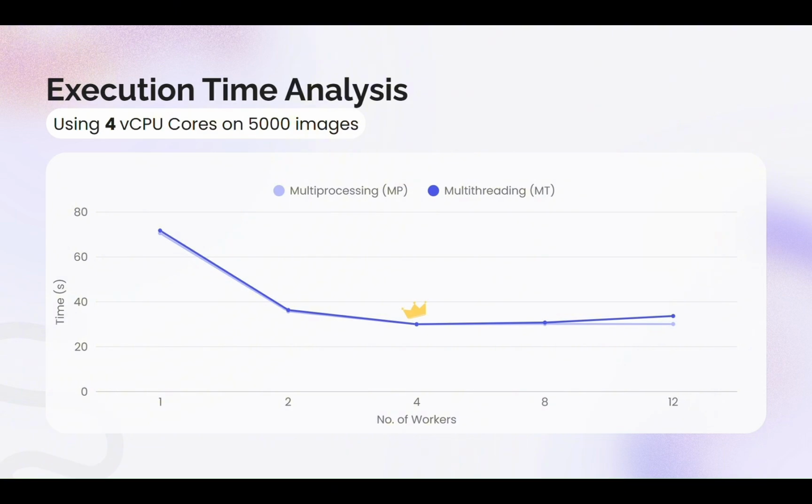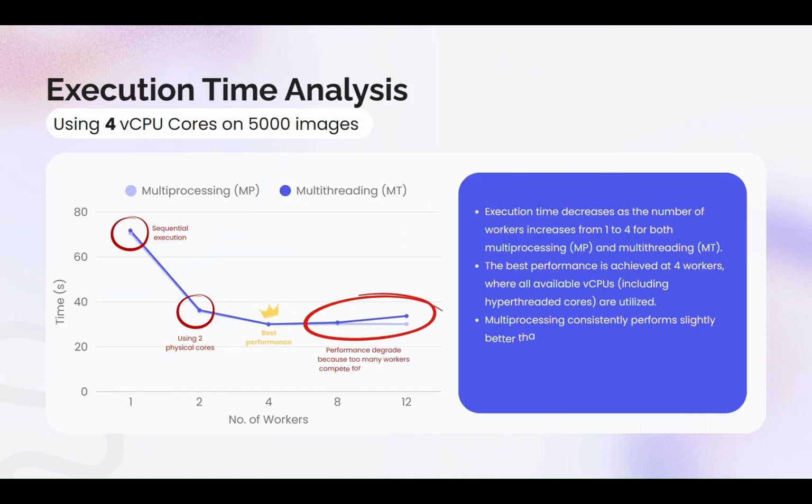First is to compare the execution time analysis when using 4 virtual CPU cores on 5,000 images. From the graph, we can see that the fastest execution time for both multiprocessing and multi-threading is when the worker count is set to 4. The execution time decreases, which means it is faster, when the number of workers increases from 1 to 4 for both multiprocessing and multi-threading.